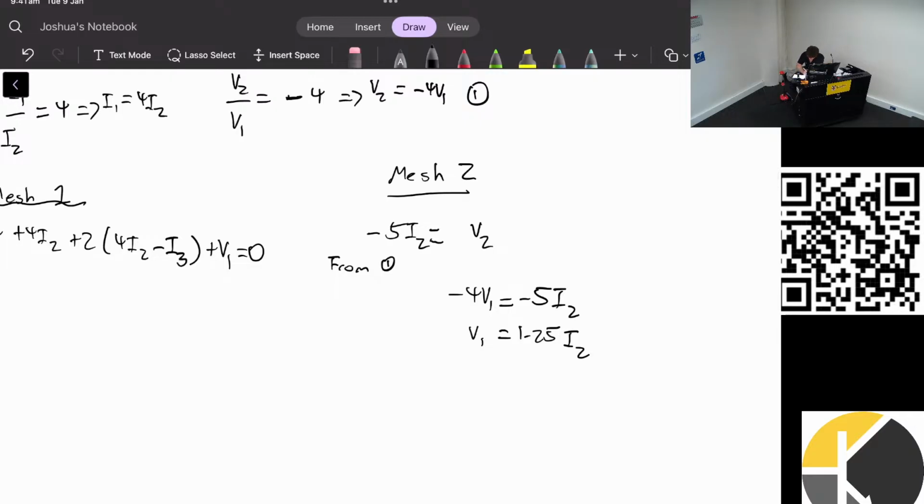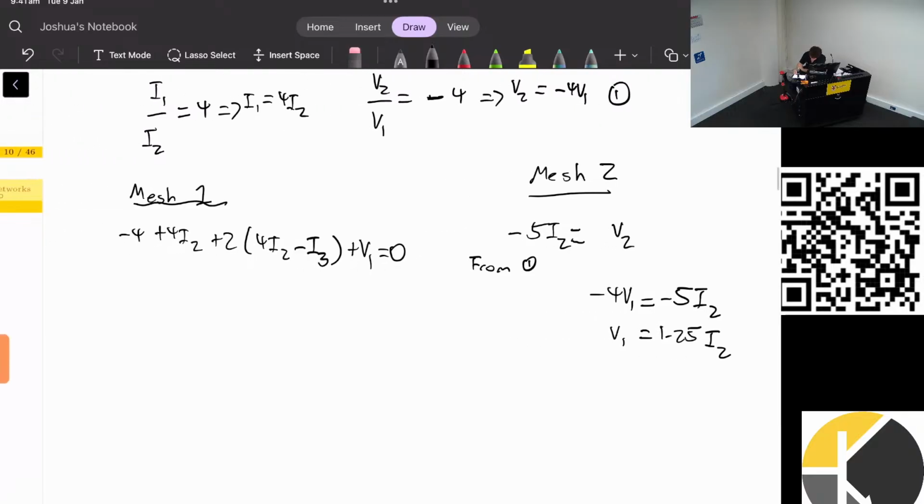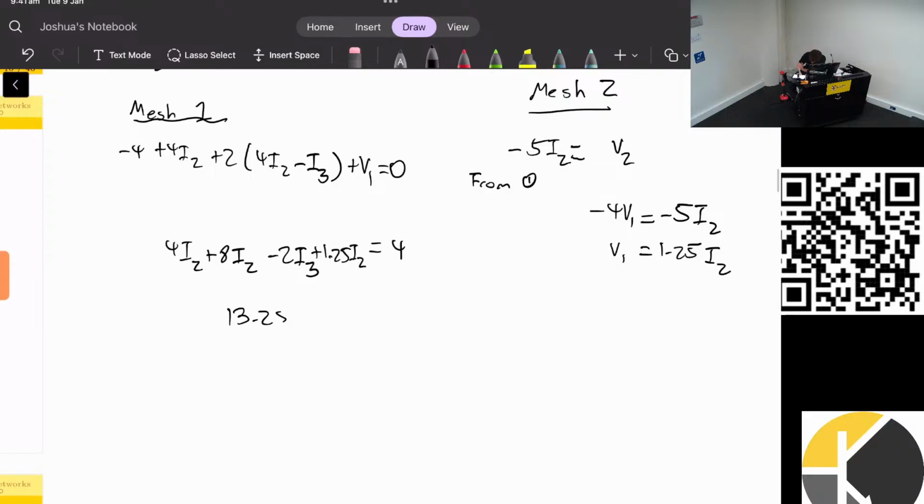Okay, the next step, let's keep solving our mesh 1 equation. So we're going to have 4I2 plus 8I2 minus 2I3 plus V1, which is 1.25 I2, is equal to 4. Let's collect like terms. 13.25 I2 minus 2I3 equals 4. All right. Now, that is one equation for I2 and I3.